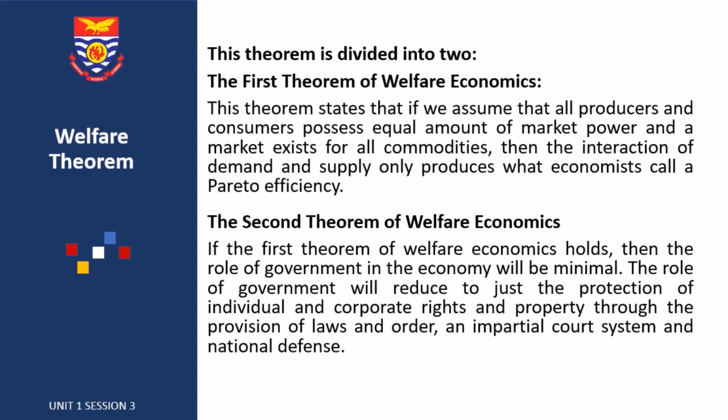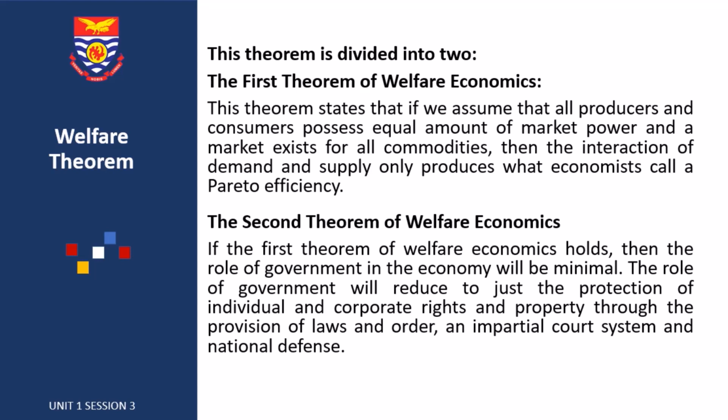We will start by looking at the welfare theorem. The welfare theorem is divided into two. That's the first theorem of welfare economics, which is also known as the invisible hand, and the second theorem of welfare economics. What the welfare theorem seeks to explain is the relationship between market equilibrium and Pareto efficiency. Pareto efficiency is a state where resources are allocated in a manner in which no one person can be made better off without making another person worse off.